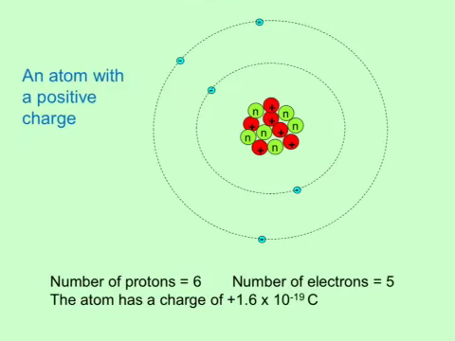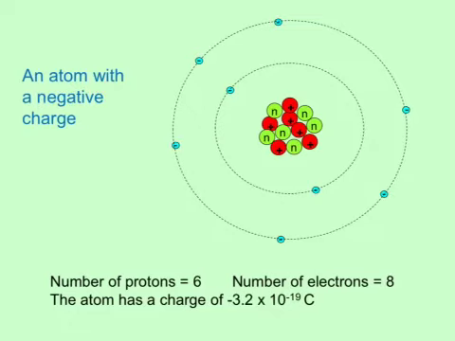An atom with a positive charge, or you could call it a positive ion. This atom here has 6 protons in the nucleus, but has 5 electrons on the outside. So it's 1 electron short. So the overall charge of the atom is positive. It says here the atom has a charge of this charge here, which is the fundamental charge of a proton.